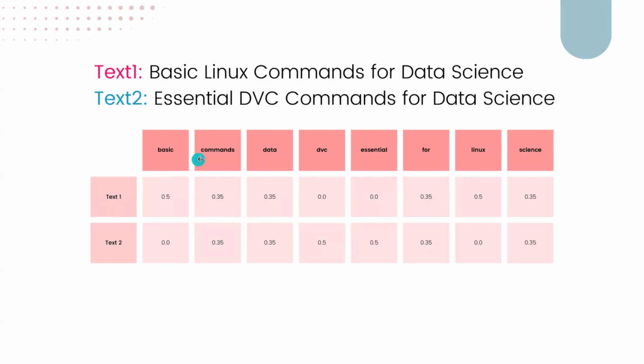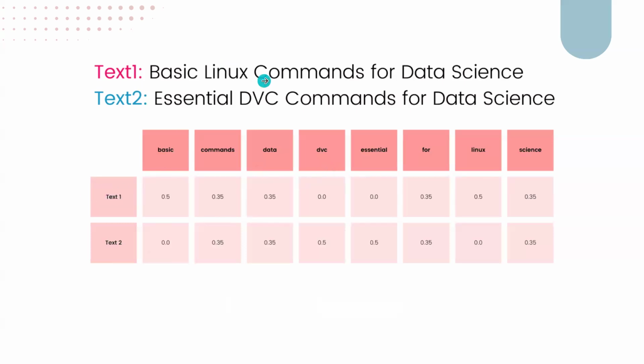But now, as you can see, for text one, we give almost 0.5 importance to the words basic and Linux, and 0.35 weight to the words commands, data and science. Similarly, for text 2, we have given 0.5 to DVC and essential, and the other words are going to get less importance. And 0 is for when, for example, basic is not present in text 2, so it is written as 0 here. With this, we are weighting the importance of the word in the sentence.